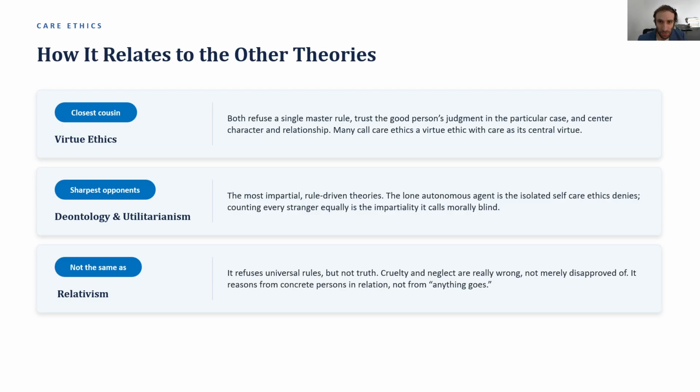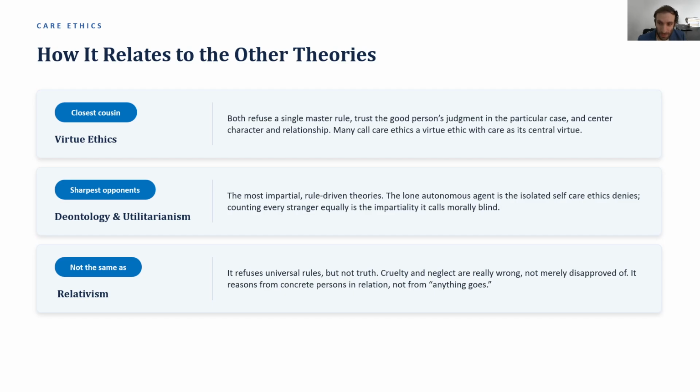And so, how does care ethics relate to the theories we have already learned? Its closest relative, by far, seems to be virtue ethics. Both refuse to reduce morality to mere rules. Both trust the judgment of a good person reading a particular situation. Both put character and relationship near the center. In fact, many philosophers argue that care ethics is simply a form of virtue ethics, with care as one of the central virtues. Its sharpest opponents, on the other hand, are deontological ethics and utilitarianism.